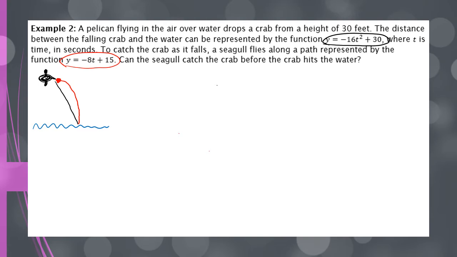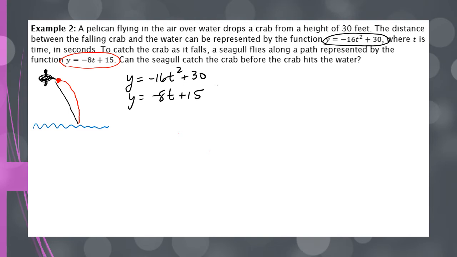So what I'm going to do is solve this algebraically. Actually, the first thing I'm doing is just writing them down. So I'm going to say y equals negative 16t squared plus 30, and then y equals negative 8t plus 15. All right, so I need to set these two things equal, and I'm going to have to solve it. What I usually like to do is have the quadratic term on the left, but because it's negative, I'm going to keep it on the right.